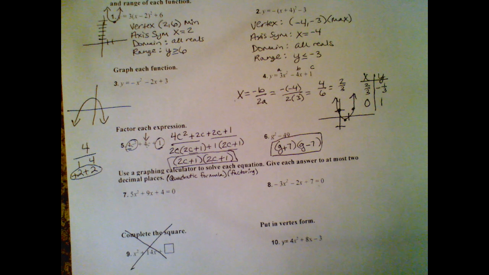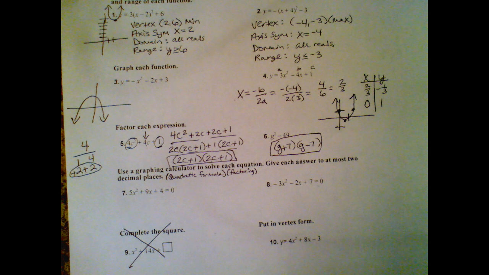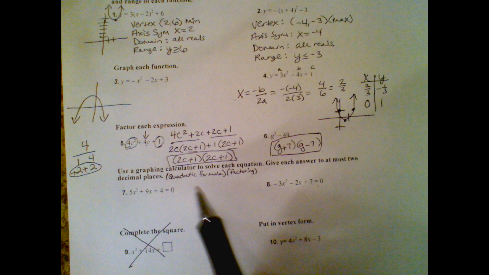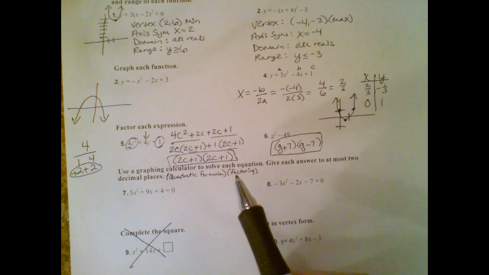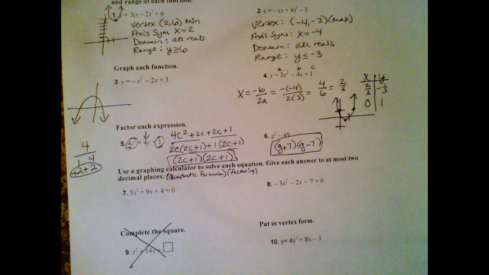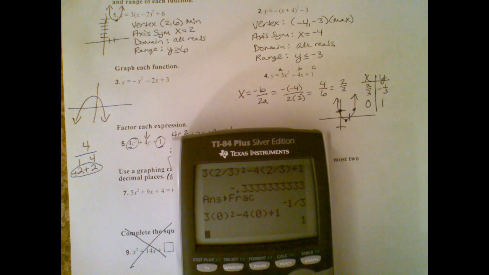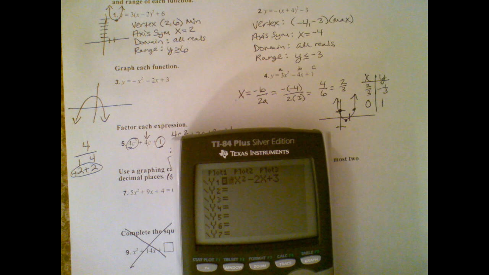The next two problems is saying, use the graphing calculator to solve each equation. Give each answer to at most 2 decimal places. Notice I put underneath that you could also, if you don't like the graphing calculator, use either the quadratic formula or factoring. So for this first example, let's use the graphing calculator, and then the next example we'll use the quadratic formula.